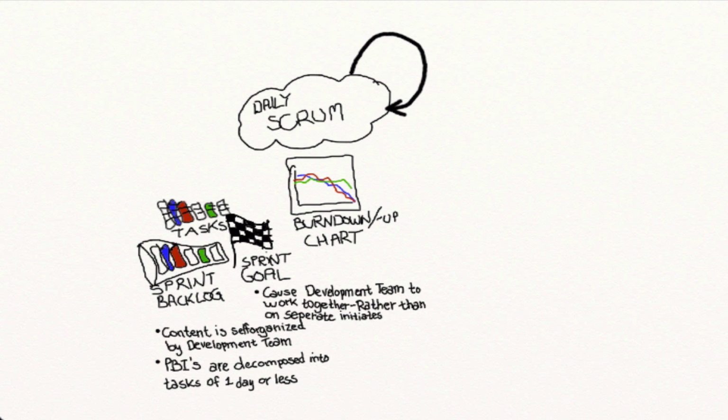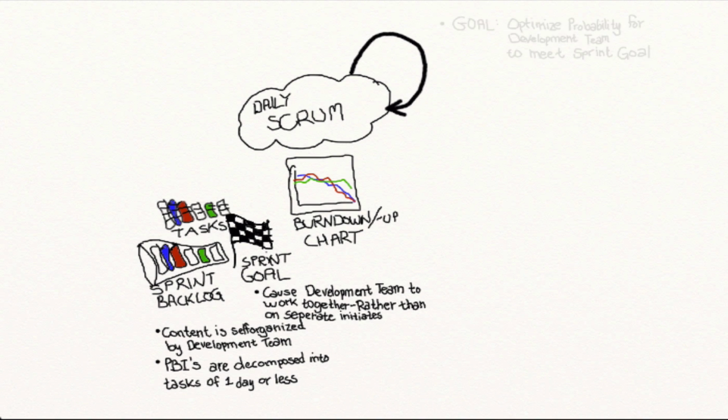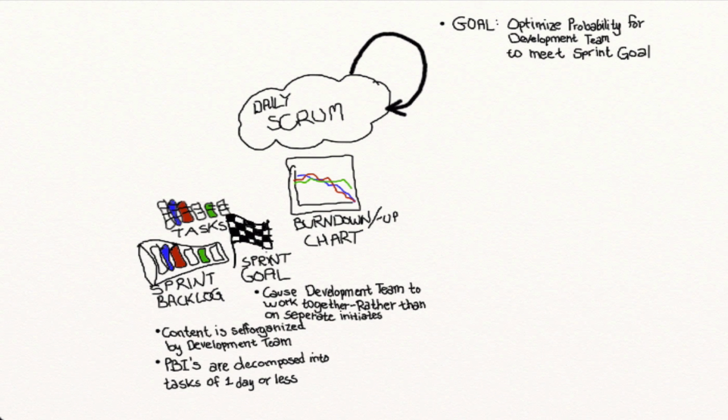The purpose of the sprint goal is to cause the team to work together rather than on separate initiatives. The goal of the daily Scrum is to optimize the probability for the team to reach its sprint goal. The inspection part is done through inspection of progress and trends towards achieving the sprint goal.